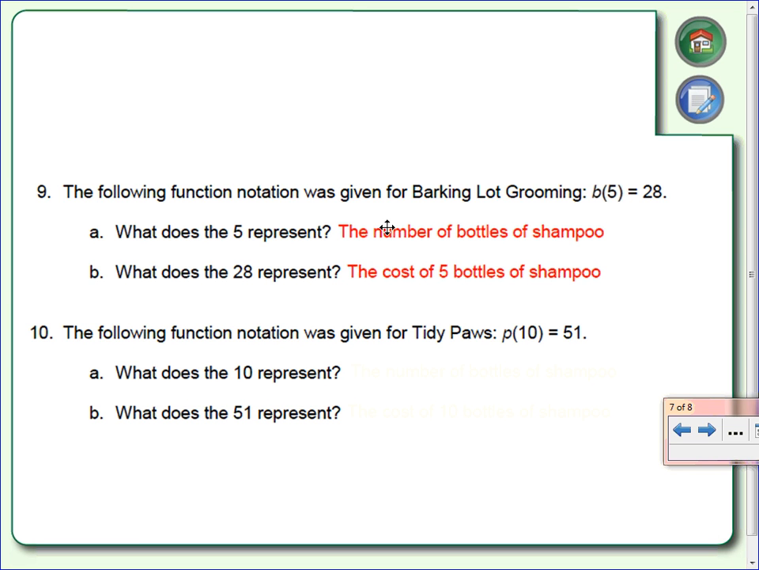And the other one, number 10, very similar, except this time we're talking about Tidy Paws. P of 10 is equal to 51. What would the 10 be, and what would the 51 be? 10 is the bottles of shampoo. 51 is the price or the cost of those 10 bottles. So 10 is the number of bottles of shampoo. 51, that's the price or the cost of those 10 bottles.